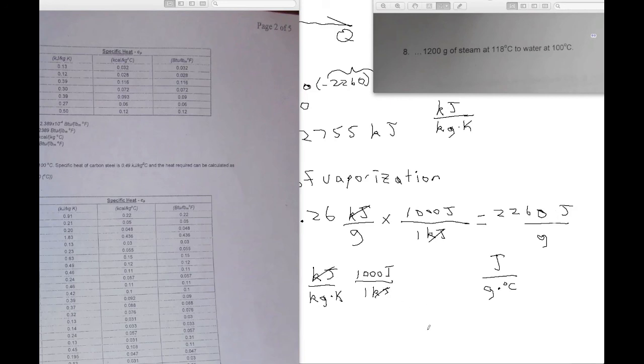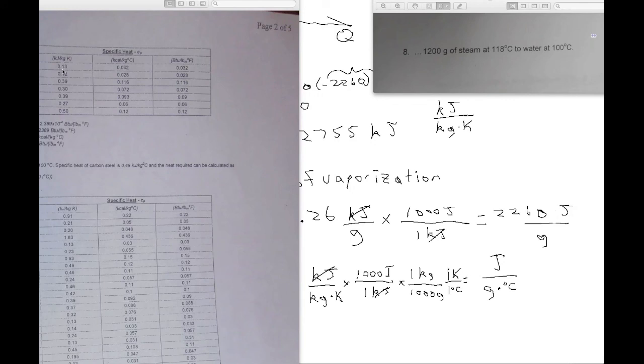Then you can divide by 1,000 grams per 1 kilogram, so 1 kilogram per 1,000 grams, so the kilograms will cancel out. You'll get 1 joule per 1 gram degree Kelvin. I guess you could multiply 1 Kelvin per 1 degree Celsius, and the Kelvin would cancel out, and you'll get 1 joule per 1 gram per degree Celsius.